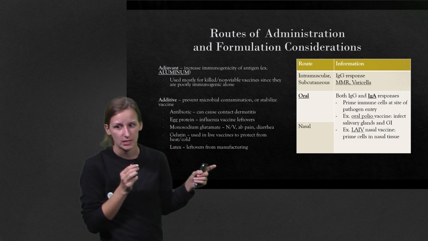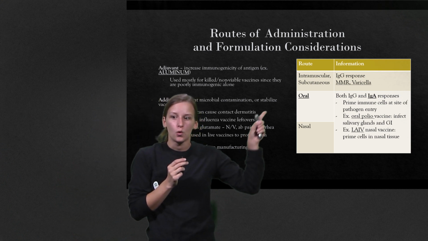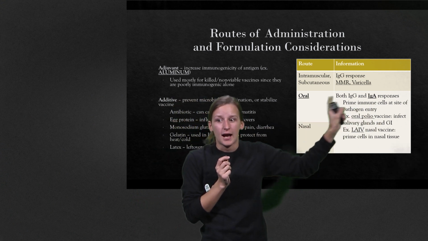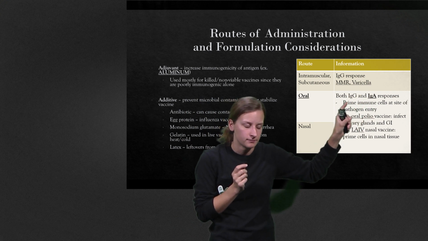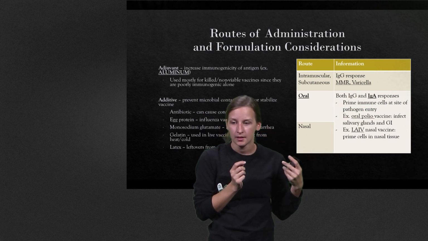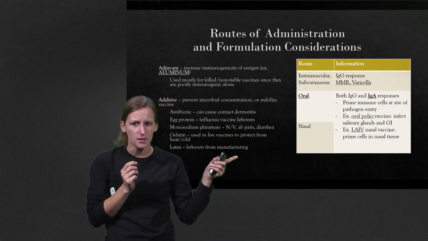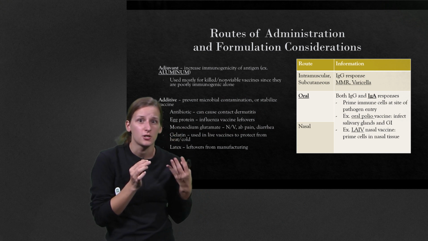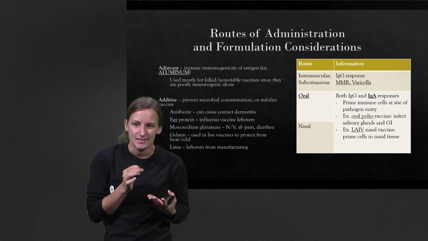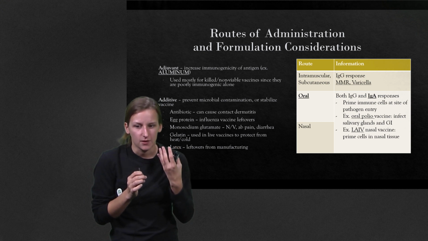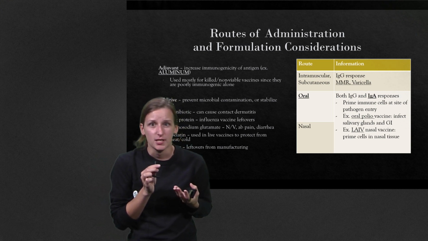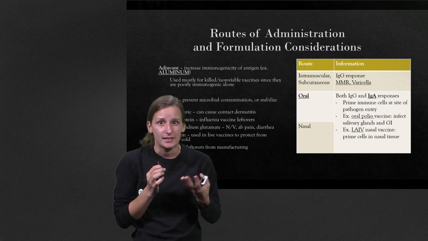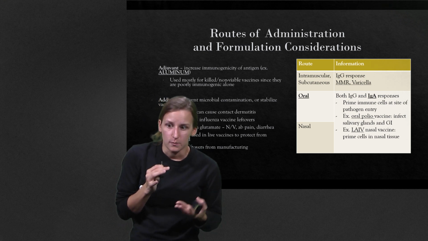For routes of administration, the biggest takeaway is that oral and nasal are going to produce both IgG and IgA responses. The IgA comes from the mucosal areas, your mouth and your nose. These prime the immune cells at that site. So if you get a pathogen that is usually inhaled, now your nose is going to have a defense mechanism against that pathogen. Oral is the same thing. If it comes through a fecal-oral route or is ingested, you build memory in your body, but specifically in those areas where the bacteria or virus would penetrate.